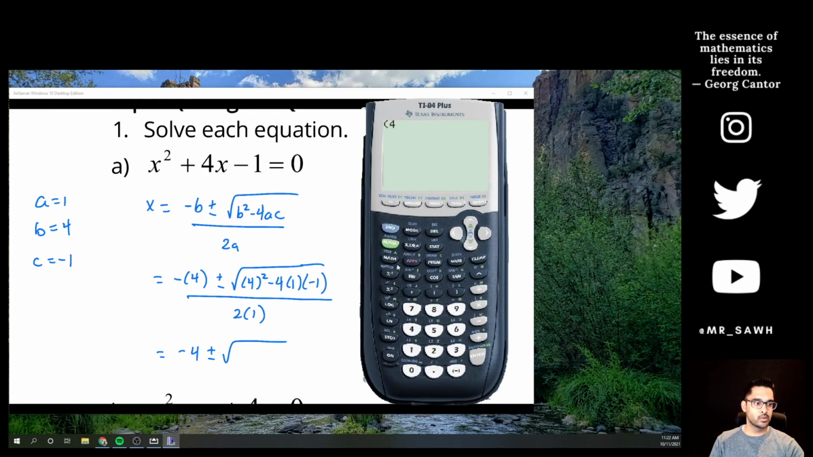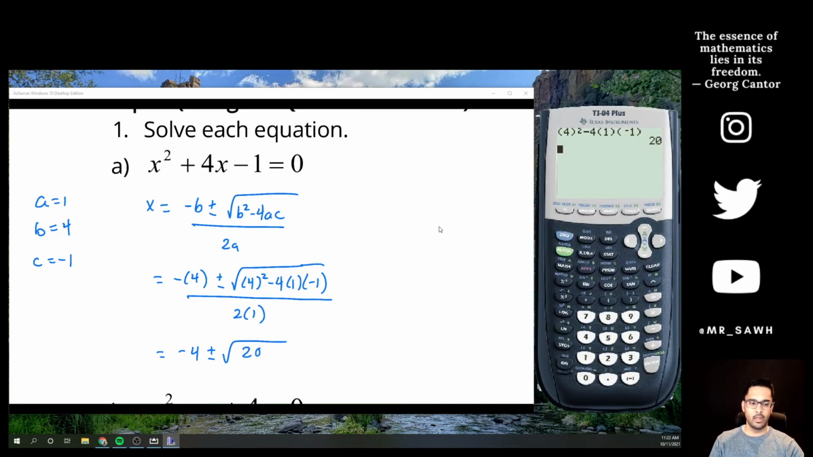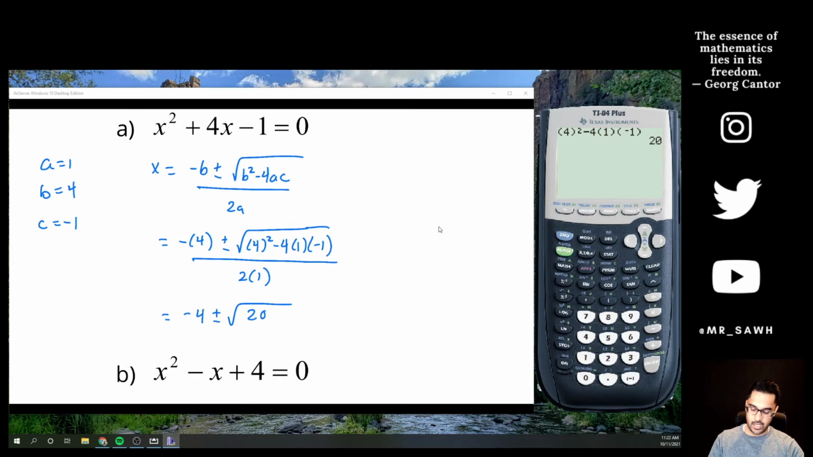So I'll do 4 squared, and I'm going to type it exactly how I see it. Minus 4, multiply that with 1, and then by minus 1, just to make sure that you've got the signs in the right place. So you get the square root of 20 underneath as your radicand, and that's still going to be divided by 2.